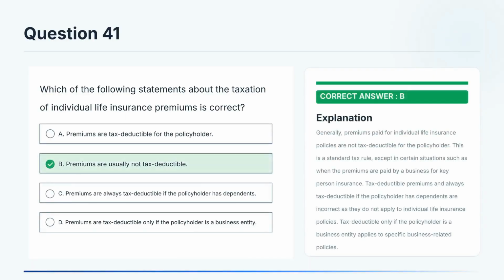The answer is B. Premiums are usually not tax-deductible. Generally, premiums paid for individual life insurance policies are not tax-deductible for the policyholder. This is a standard tax rule, except in certain situations, such as when the premiums are paid by a business for key person insurance. Tax-deductible premiums and always tax-deductible if the policyholder has dependents are incorrect, as they do not apply to individual life insurance policies. Tax-deductible only if the policyholder is a business entity applies to specific business-related policies.